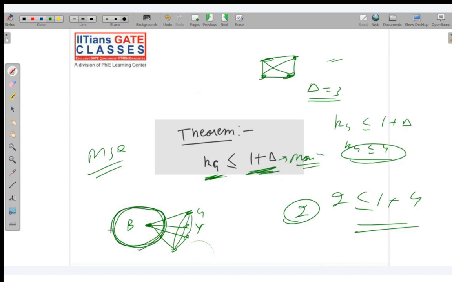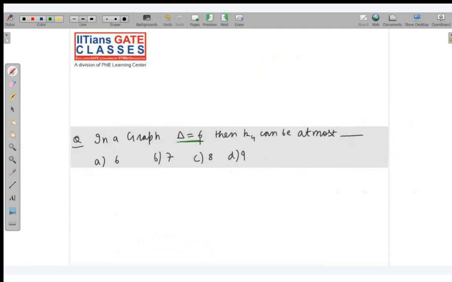Okay, sir. Take snapshot. I will jump to the next slide. Done, sir. Okay. So in a graph with delta is 6, kg can be at most 1 plus delta. That means 7.